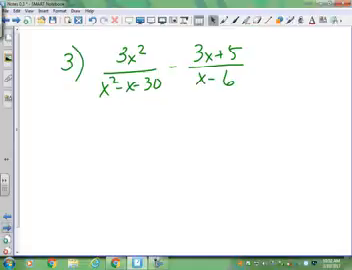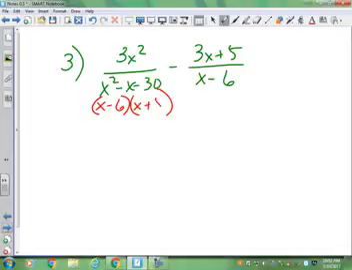Okay, let's try another one. So x minus 6 looks good, right? But this other denominator needs factoring. I bet one of the factors is x minus 6. What goes with negative 6 to make negative 30? And does that add up to negative 1?